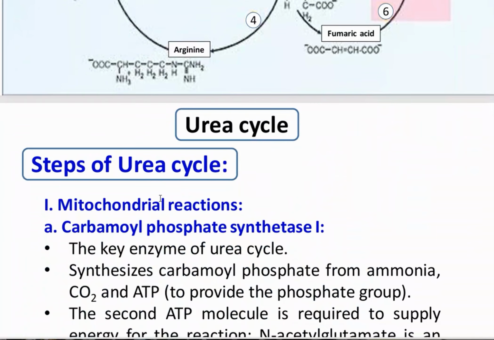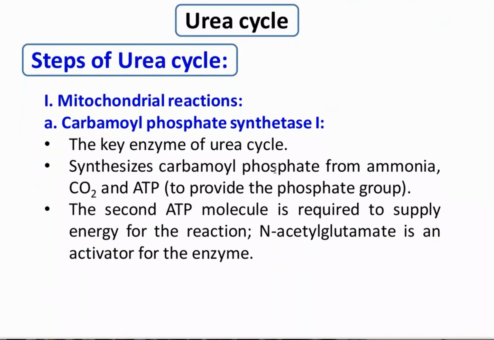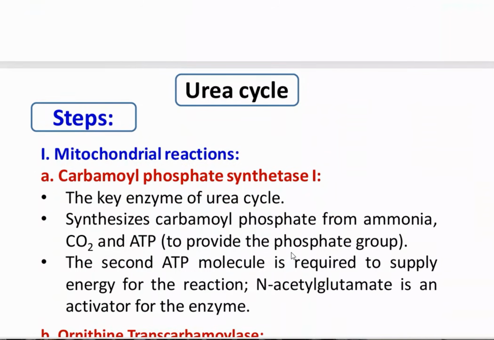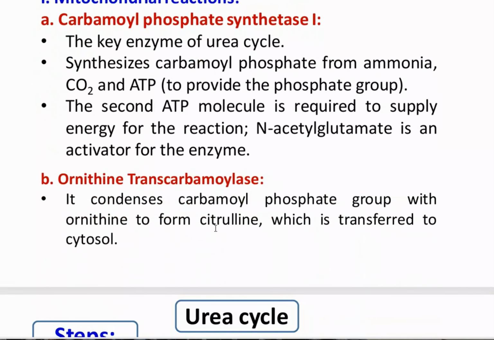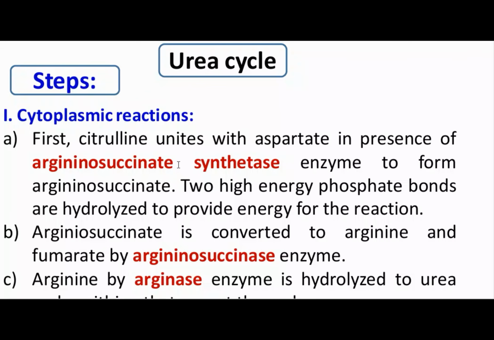So the urea cycle steps: the mitochondrial reaction, carbamoyl phosphate synthetase, is the key enzyme of this urea cycle, synthesizing carbamoyl phosphate from ammonia and carbon dioxide, with ATP as already discussed. A second ATP molecule is required to supply the energy for this reaction, and N-acetyl glutamate is an activator of this enzyme. In the mitochondrial second step, ornithine transcarbamylase transfers the carbamoyl group to ornithine to form citrulline, which is transferred to the cytosol.